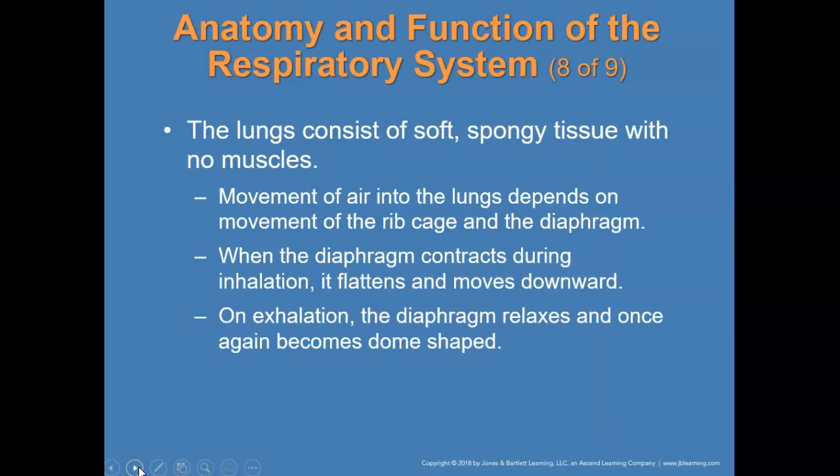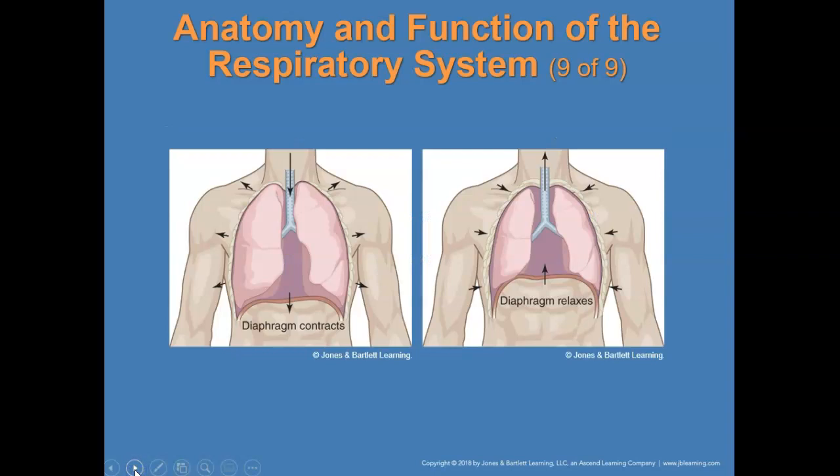The lung consists of soft, spongy tissue with no muscles. Movement of air into the lungs depends on movement of the rib cage and the diaphragm. When the diaphragm contracts during inhalation, it flattens and moves downward. On exhalation, the diaphragm relaxes and once again becomes dome-shaped. So the first picture is your diaphragm contracting, and then the second picture is where it relaxes.